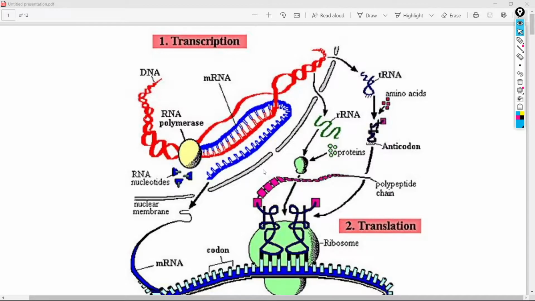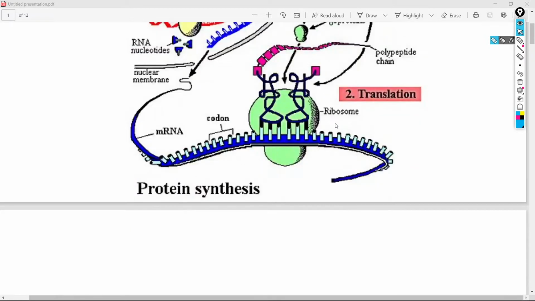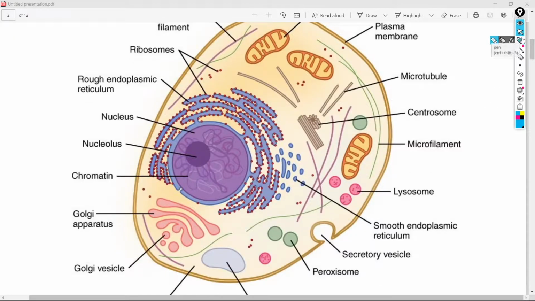Protein synthesis is the creation of proteins, and proteins are essential for everyday processes of the human body. Here we have protein synthesis being broken down into two main steps. One is transcription, and the second is translation. So, in most eukaryotic organisms, protein synthesis will start in the nucleus, and this is where the DNA is stored, right here.